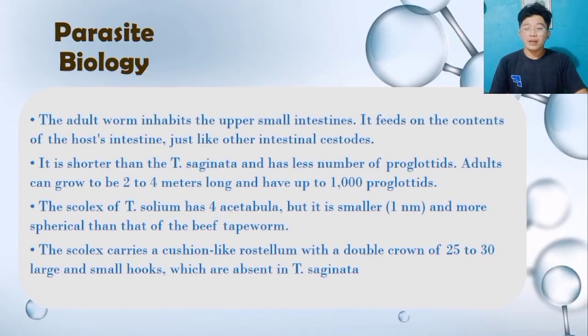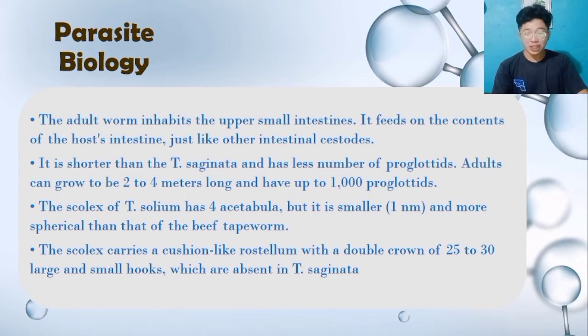Taenia solium. Parasite biology. The adult worm inhabits the upper small intestine. It feeds on the contents of the host intestine just like the other intestinal cestodes. Taenia solium life cycle. First, humans ingest raw or undercooked pork containing cysticerci or larvae.